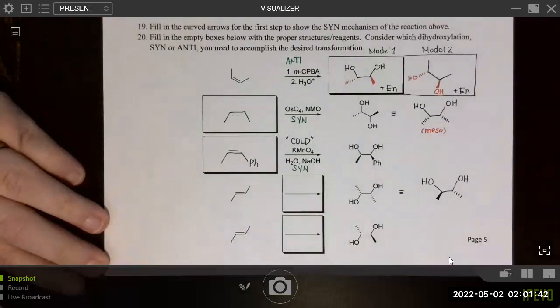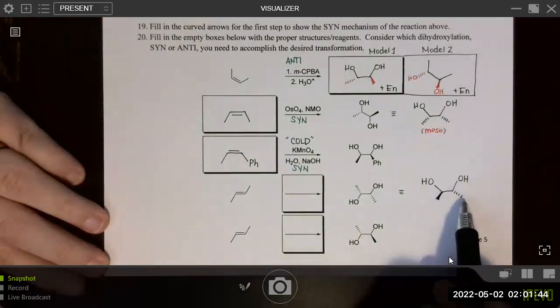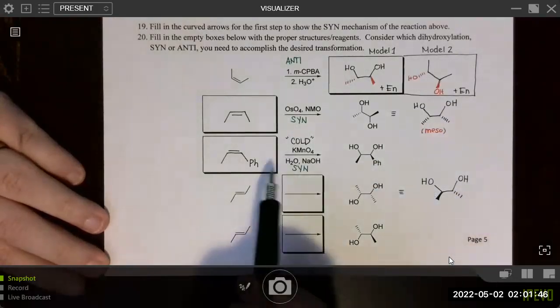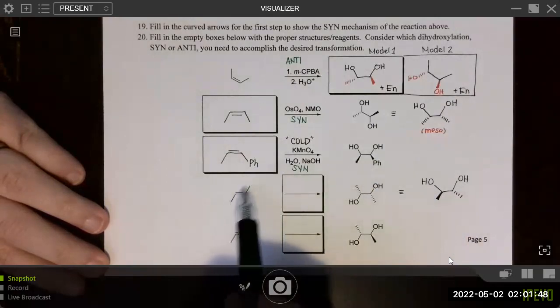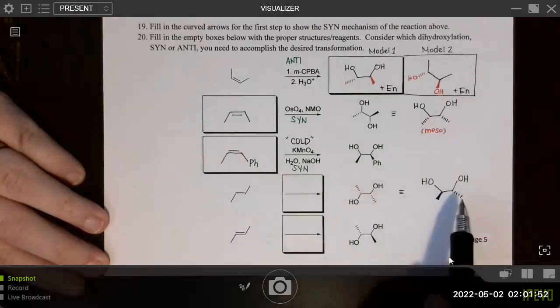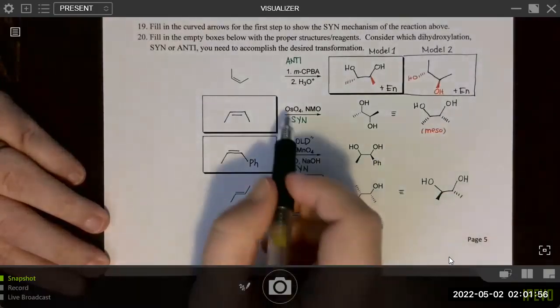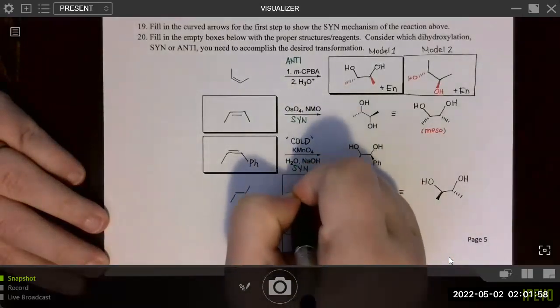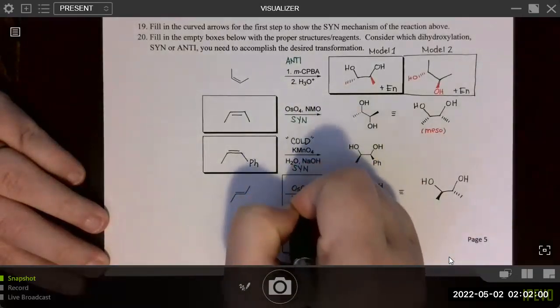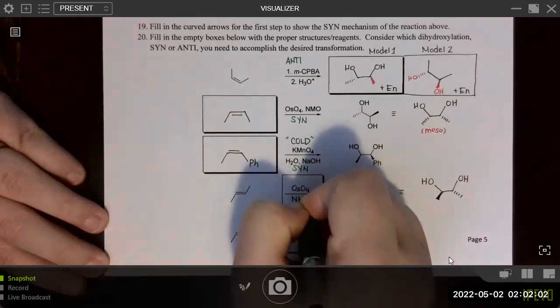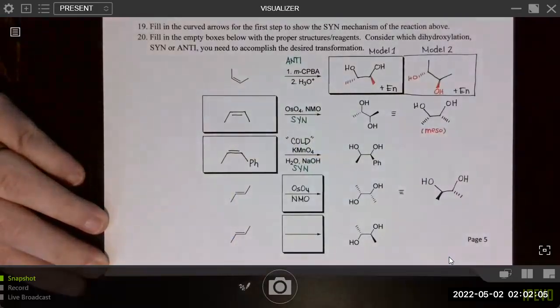So now you can see that these are opposites, right? And these are opposites. So if you start with opposites and you want them to stay opposites, then you need to do syn dihydroxylation. So we should either write osmium tetroxide, NMO, or potassium permanganate under basic conditions, cold.